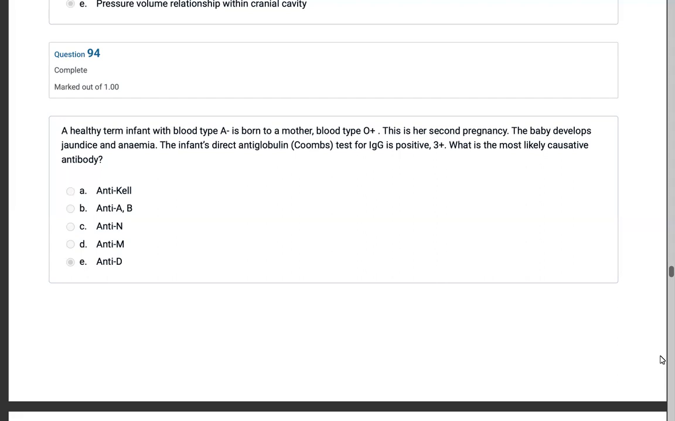And the child is blood group A. So the mother has antibodies against A and B, and since the child is A, the child is going to be attacked by those antibodies against A. Hence, the correct answer is going to be anti-A and B. Just as a rule, if you have the antigen, you lack the antibody. If you lack the antigen, you have the antibody. So the mother here lacks antigens A and B, hence she has antibodies A and B. But she has the rhesus antigen, and hence she lacks the antibodies against rhesus. So the correct answer will be anti-A and B.